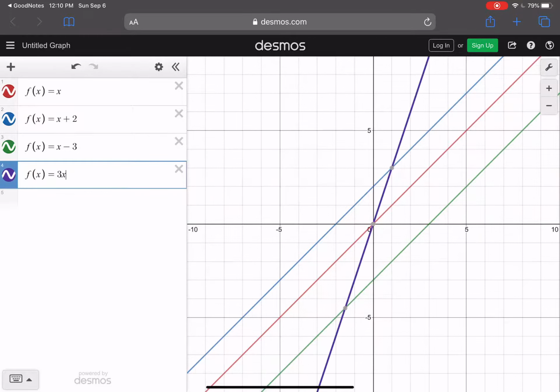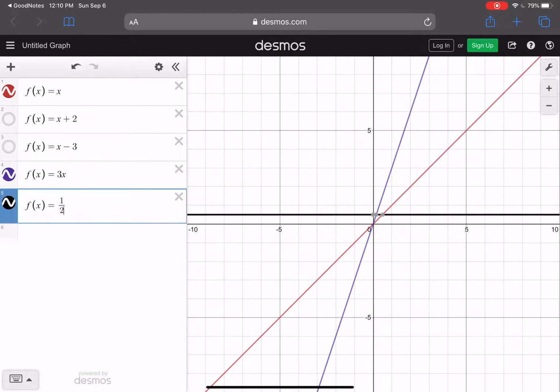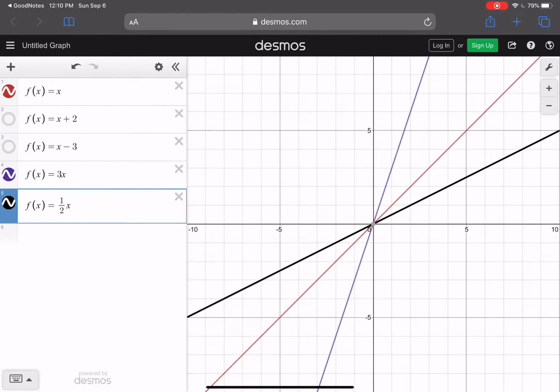3 times x. Then do you see the purple one? If I multiply with some kind of big number, bigger than 1, your slope becomes steeper. If I multiply with fractions or decimals, let's do 1 over 2x, then compared to the original function, my slope became less steep, or flatter.